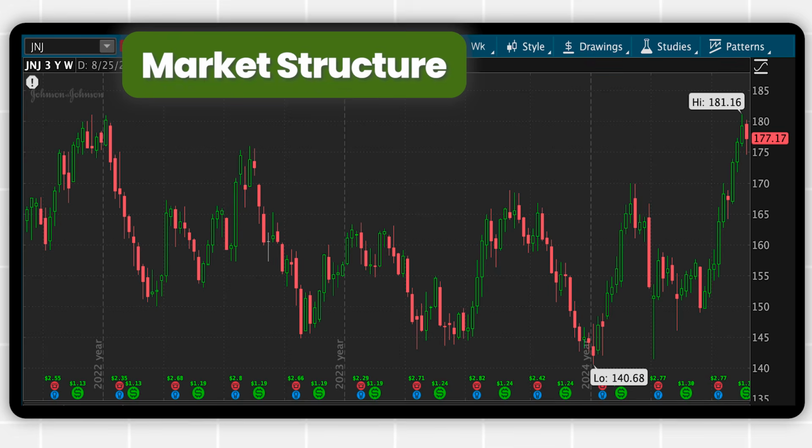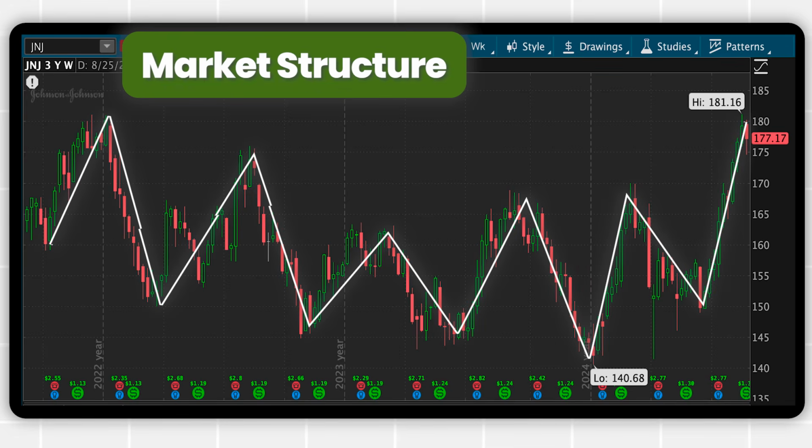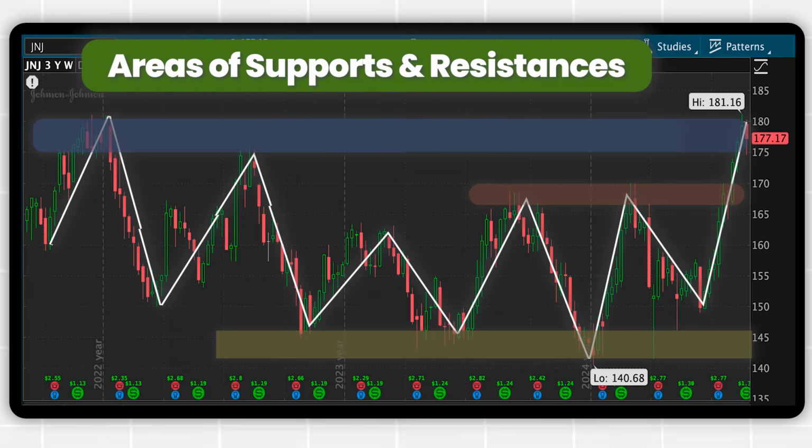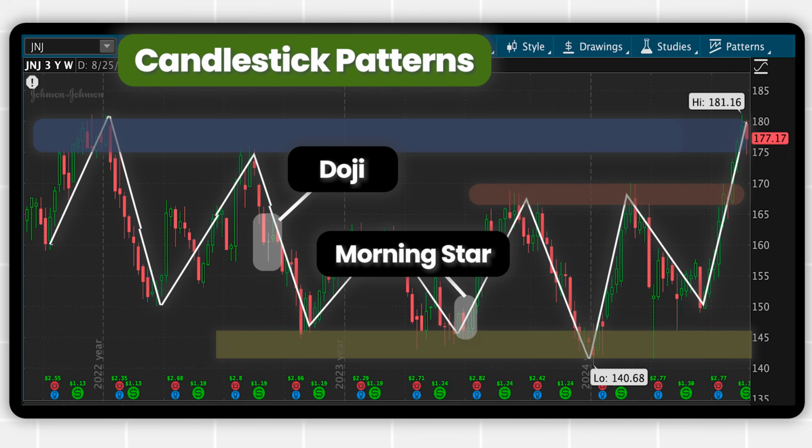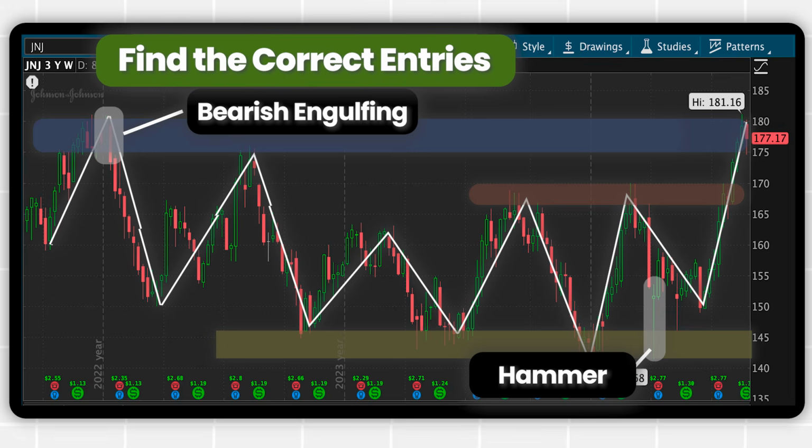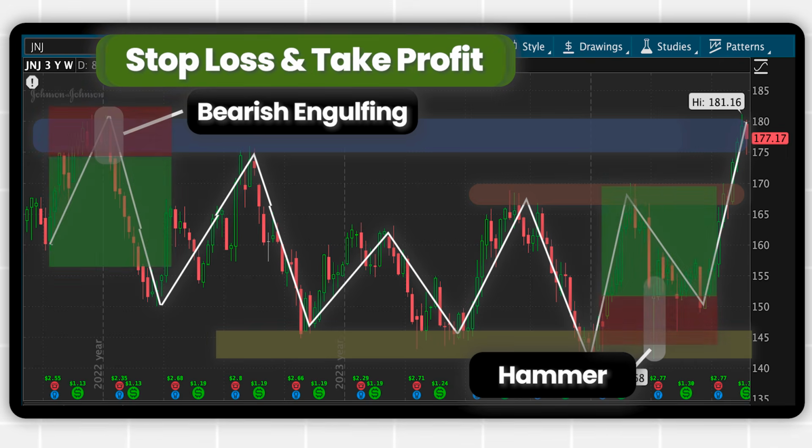The market structure, is it an uptrend, is it a downtrend? You'll be able to find the areas of supports and resistances that will allow you to have the best chance to win. You'll be able to read the candlestick patterns that will allow you to determine if there's bullish or bearish intent. And more importantly, you'll be able to find the correct entries to allow you to minimize your risk by setting up the correct stop losses, as well as maximize your reward by figuring out the optimal take profit.